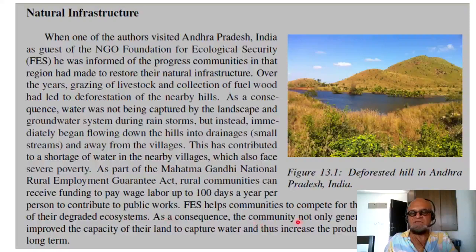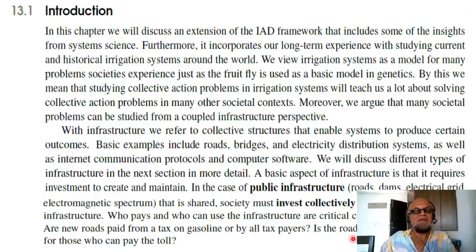As a consequence, the community not only generates income but has also improved the capacity of their land to capture water and thus increase the productivity of their land in the long term. So you get soil quality, soil health improving, groundwater recharge, soil moisture persistence, crop yields going up, and so on and so forth. So you have a lot of positive feedbacks and can lead to triumph of the commons in this case, right? Let's look through the concepts we are going to discuss here.